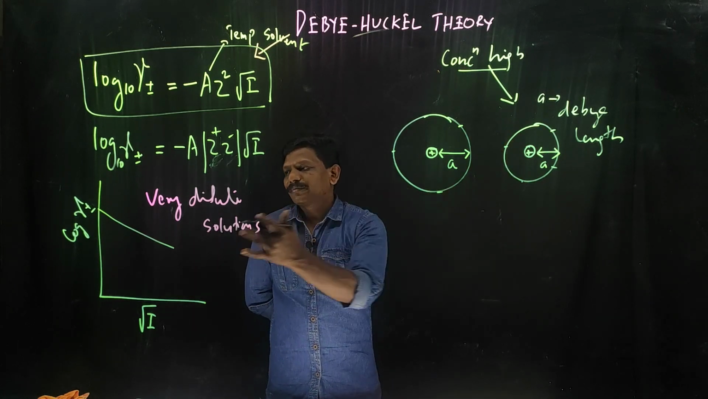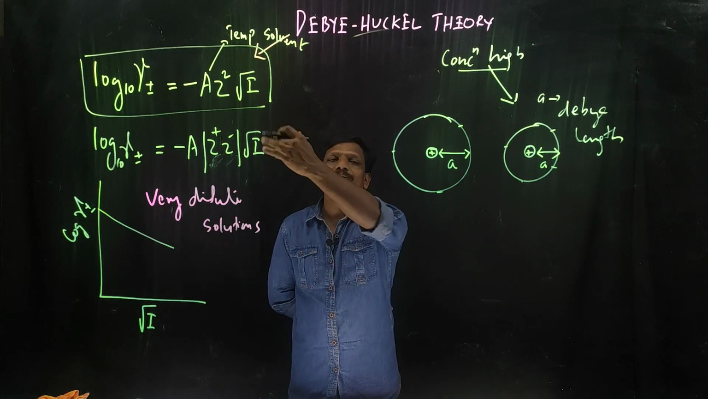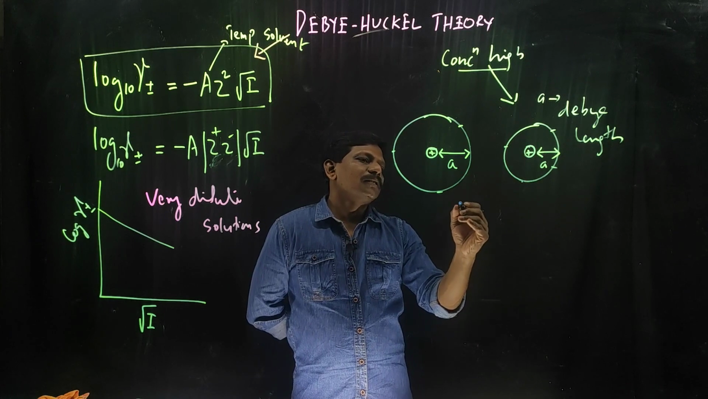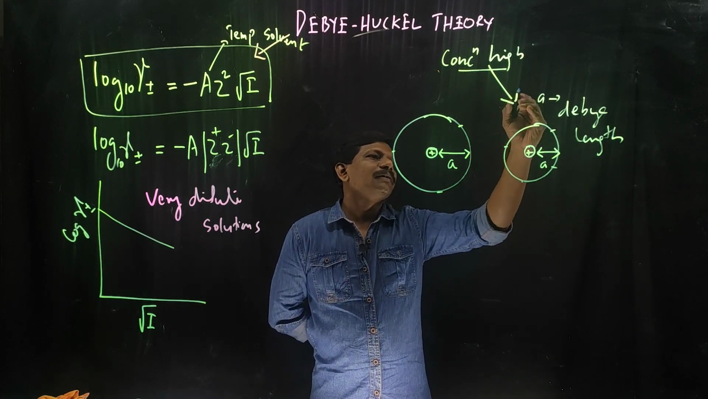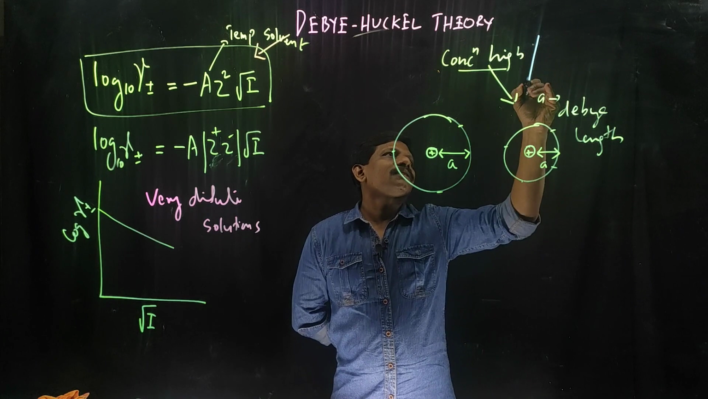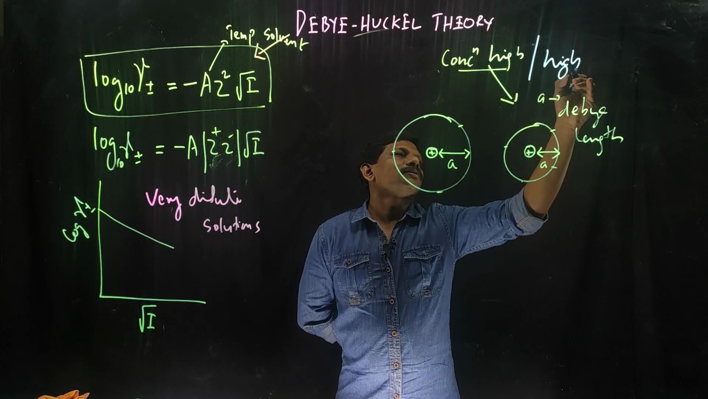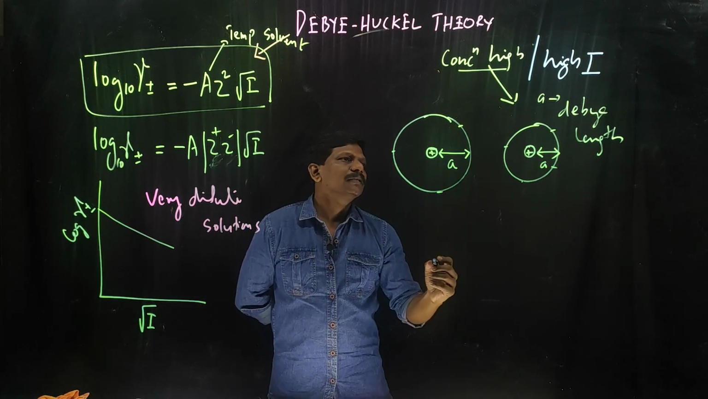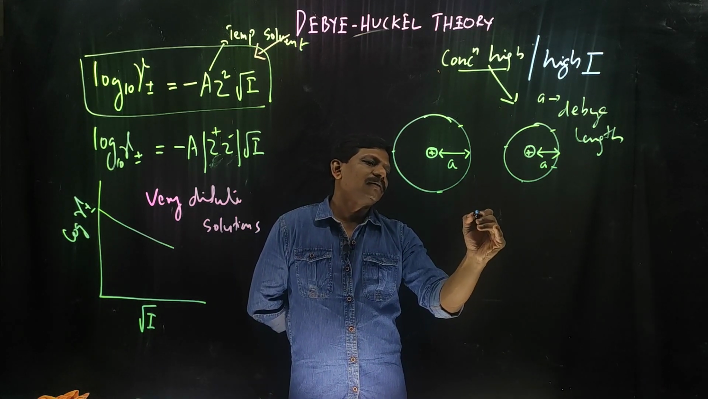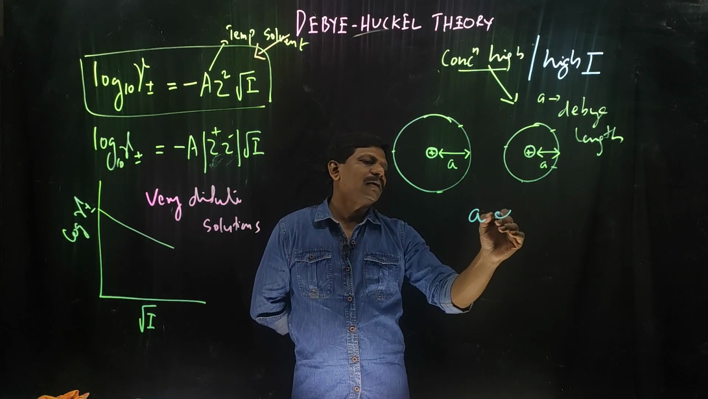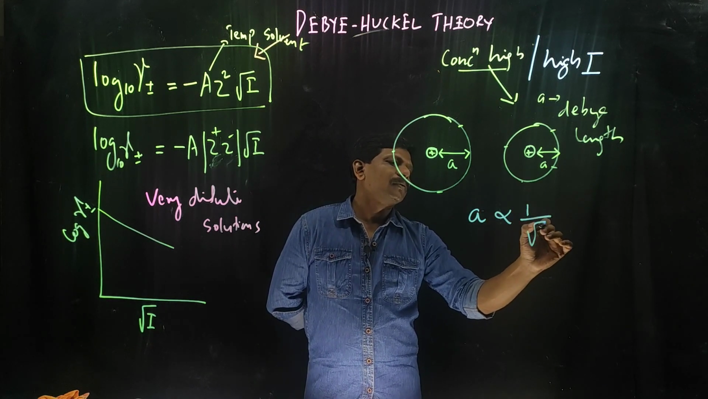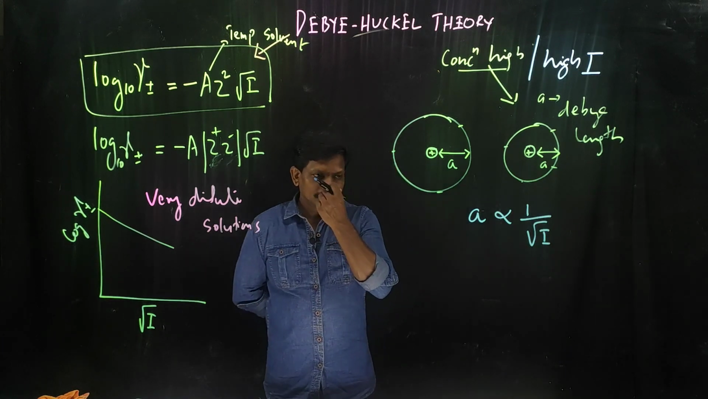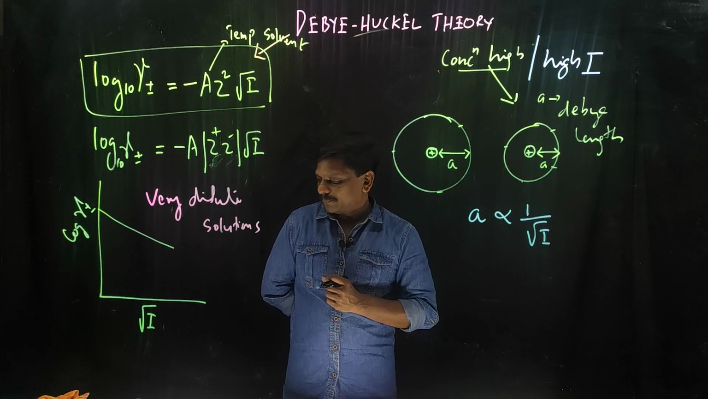So it will normally affect this curve. That means this equation. That means you see this Debye length. I told you that concentration high means what? Concentration high also means that ionic strength is high. That means your Debye length A is inversely proportional to the ionic strength. Inversely proportional to the ionic strength.